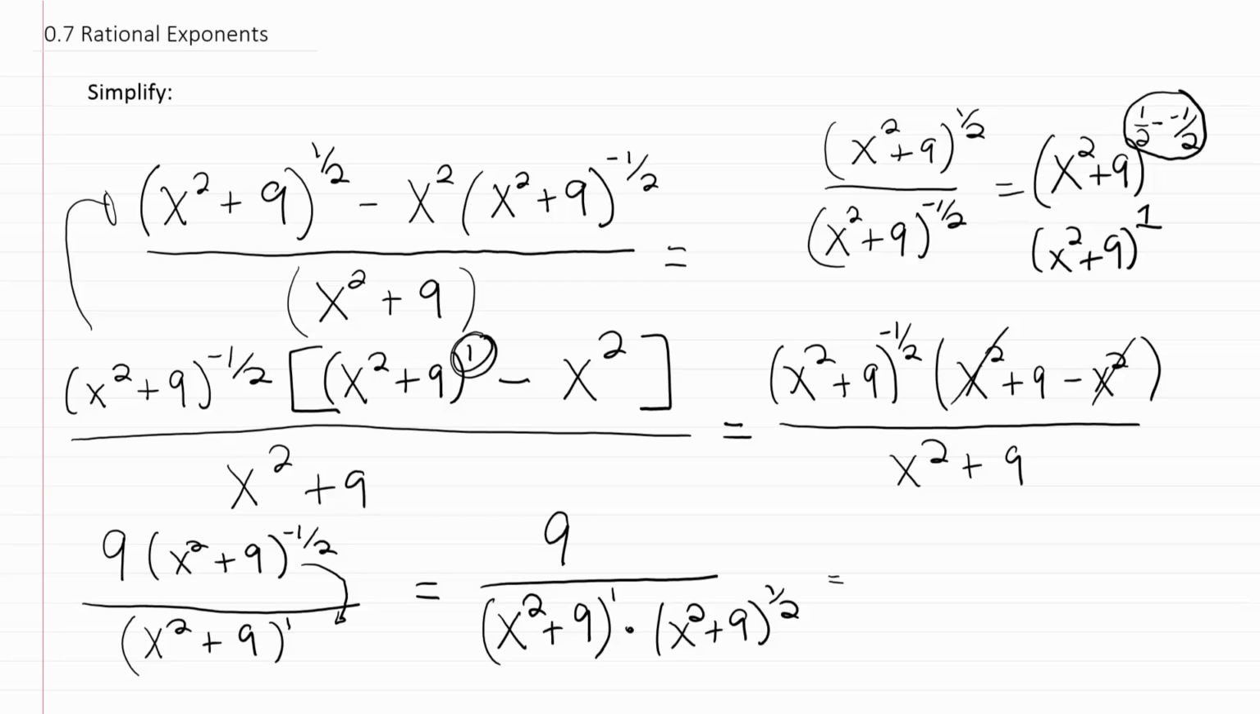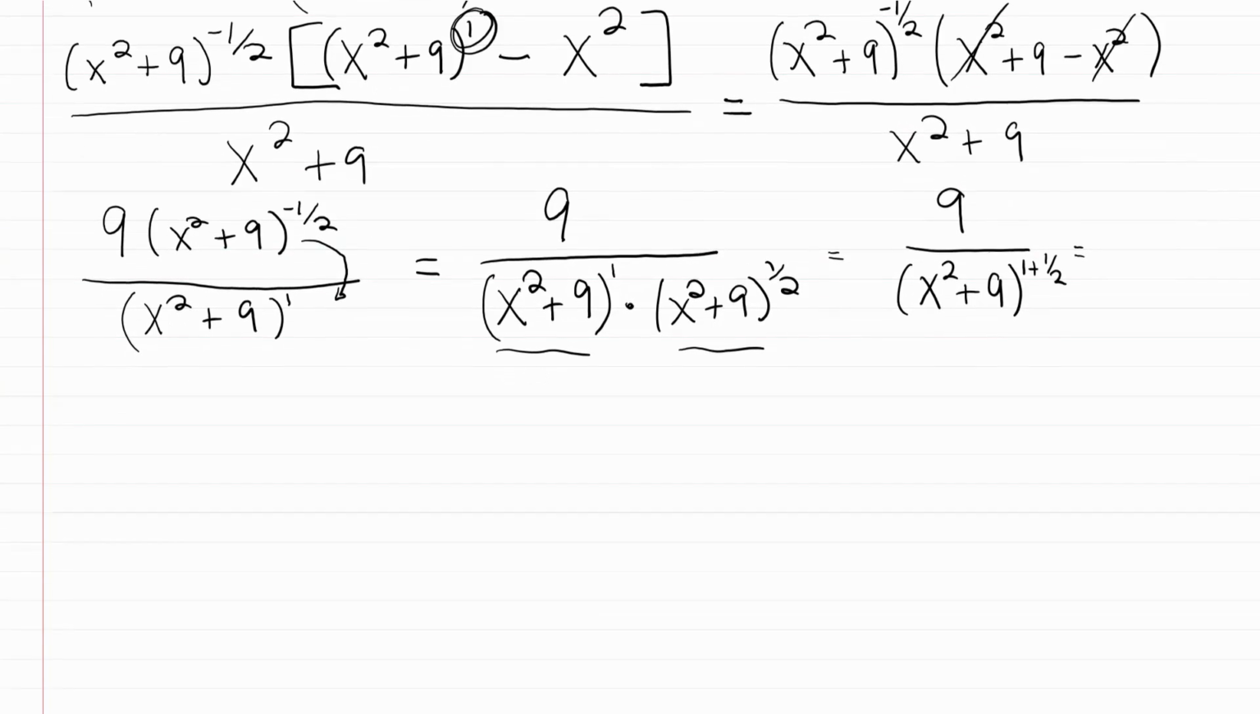Then finally, you're going to multiply two terms with the same base, so you keep the base and add the exponents. You're going to end up having 9 over x squared plus 9 to the 1 plus 1/2 power, and that ultimately is going to be 9 over x squared plus 9 to the 3/2 power.